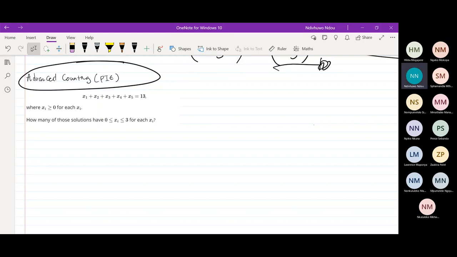Check. So we want to focus on this one, the last one, advanced counting using pi, and we are still using the bars and stars because we see we have two different groups that must be given any number between 0 and 13 and be allocated there so that when we add them, they can give us 13. So there's a restriction here.